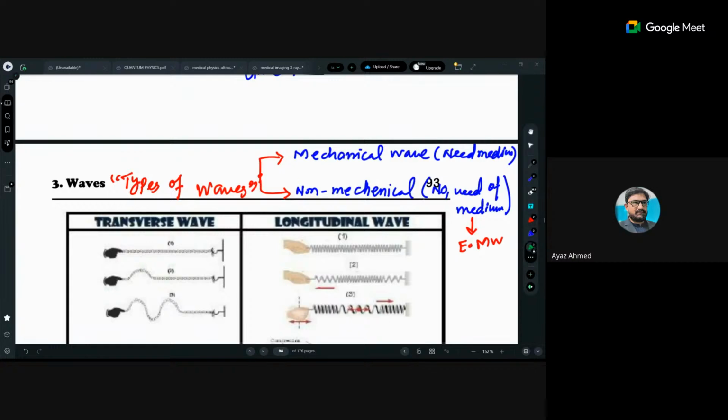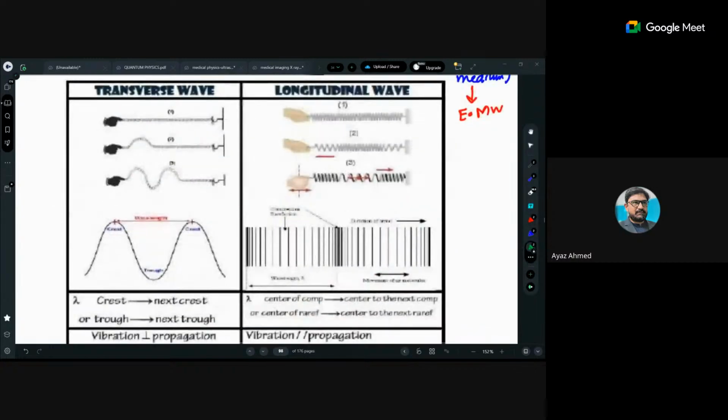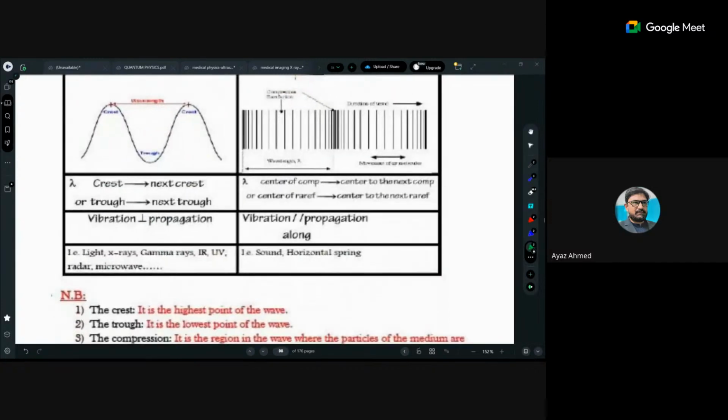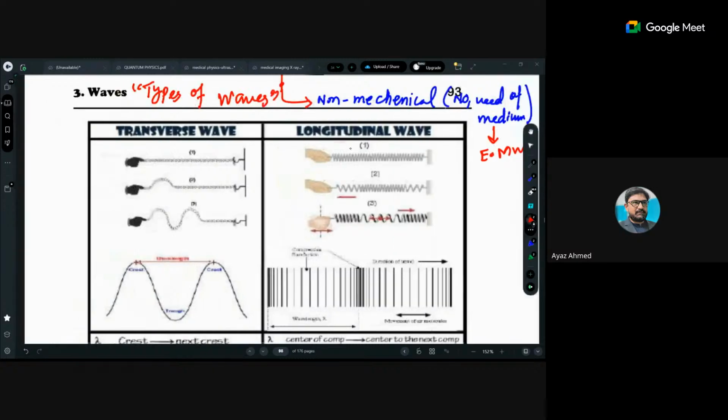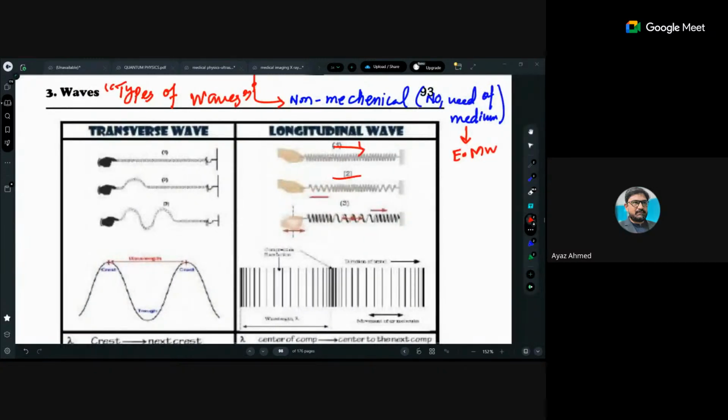But those waves which need a medium, we classify with respect to the motion. One of them is the transverse wave, the second is the longitudinal wave. You have to keep these points in your mind. Longitudinal waves are those waves in which the vibrations are parallel to the direction of propagation of the wave. Here are the examples. The vibrations are moving along the direction of propagation.